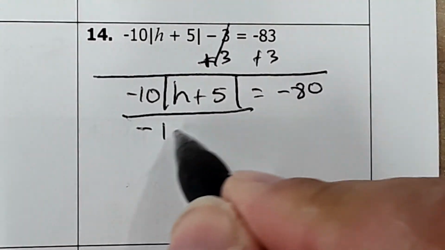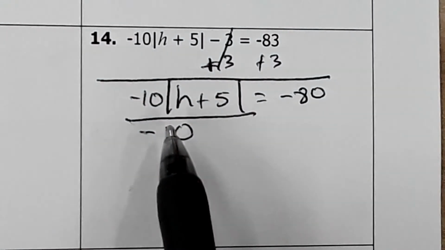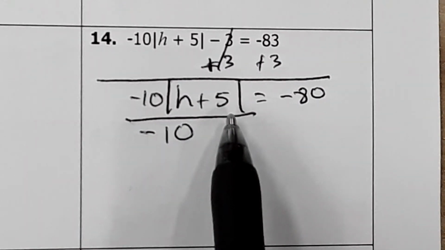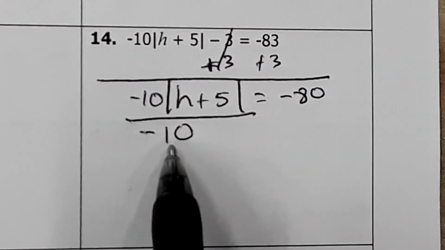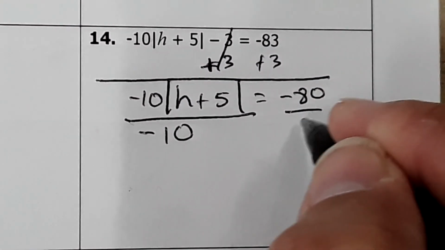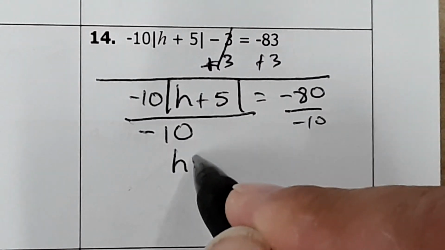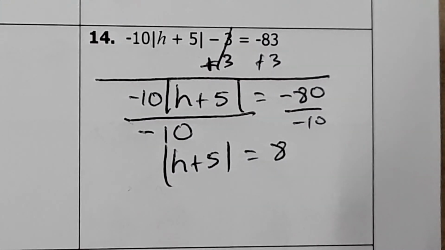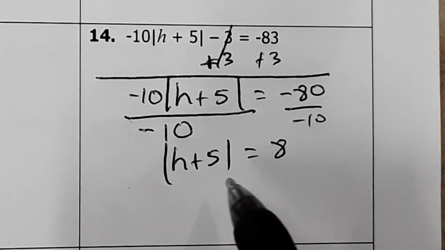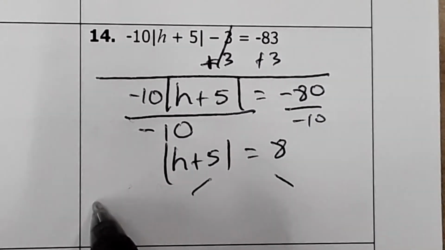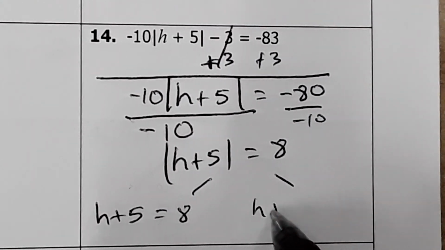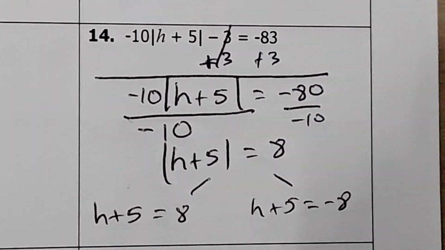Okay, I'm not even worried about this until I get all the numbers gone. So I'm going to divide by negative 10 because even though you can't distribute, it still means negative 10 times all that. And I'm going to undo that multiplication by dividing. Divide by negative 10. So now I'm left with h plus 5, the absolute value, equals 8. And now, and only now, can I work those. So I'm going to work it once, like it looks, and once with the negative.